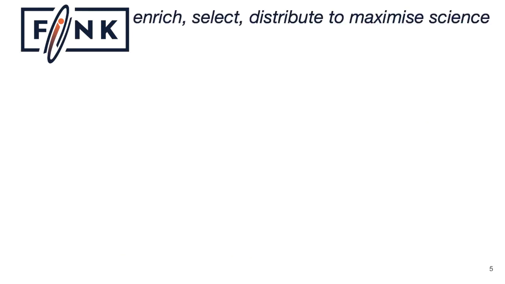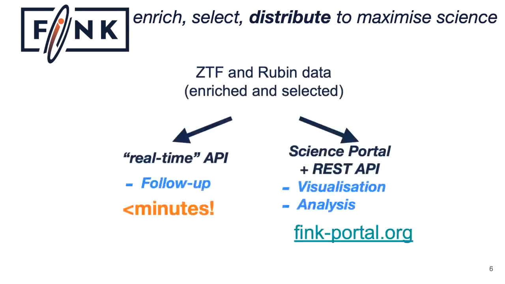So I will summarize what we do as enrich, select, and distribute to maximize science. And when we talk about these things, I'm going to start the other way around. I'm going to start with distribute, because how do you distribute? Let's say you get the ZTF or Rubin data. We enrich it, we select it, we do all this magic in the brokers, and we distribute them.